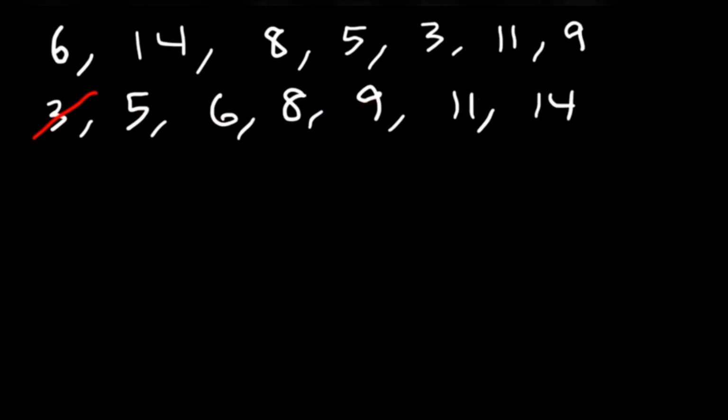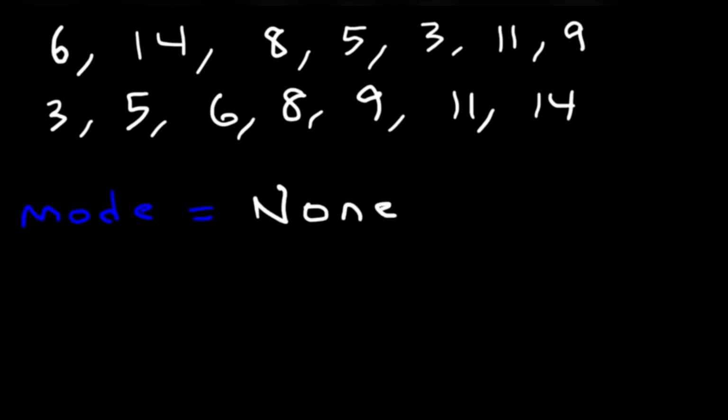Now what about the mode? What is the value of the mode in this problem? Which number occurs most frequently? Notice that every number occurs only once, so therefore there's none. There is no mode in this particular problem.